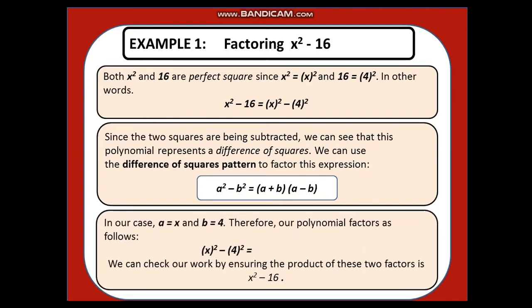In our case, a is equal to x and b is equal to 4. Therefore, our polynomial factors as follows. x quantity squared minus 4 quantity squared, and our answer is x plus 4 times x minus 4. And if you want to check, you can multiply these factors and the product will be x squared minus 16.